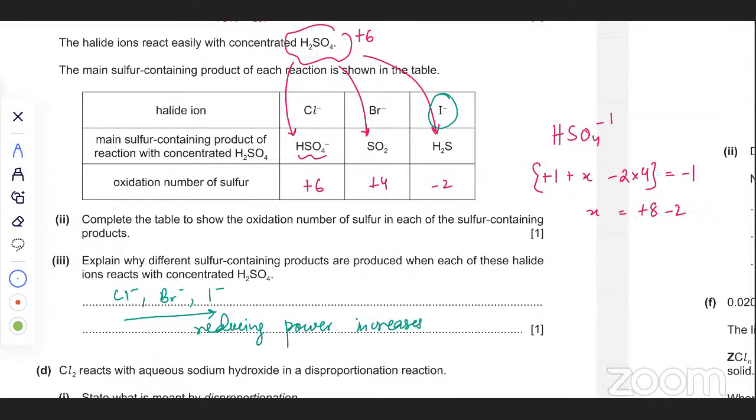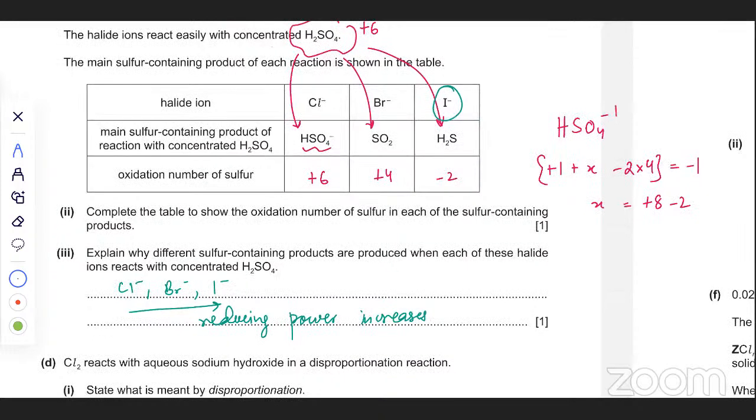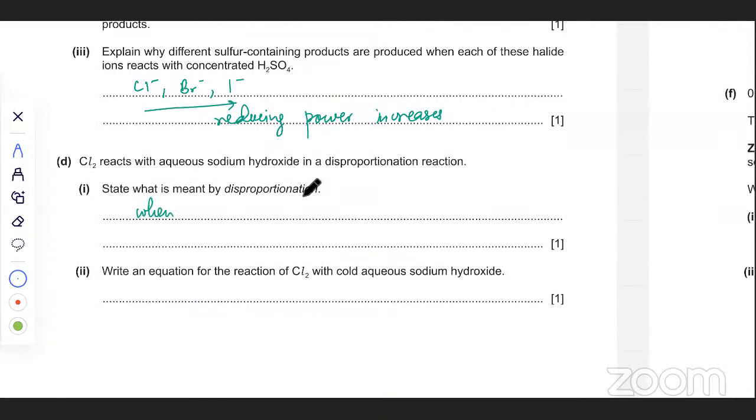Or reducing power increases down the group for halides. Anyways, next one is: state what is meant by disproportionation. So that's simple as well. It's when the same element gets oxidized as well as reduced. So there are plenty of reactions when the same element gets oxidized and reduced at the same time, in a reaction.